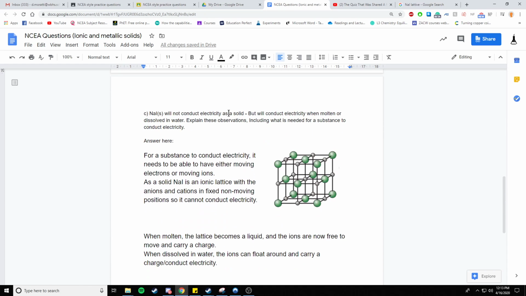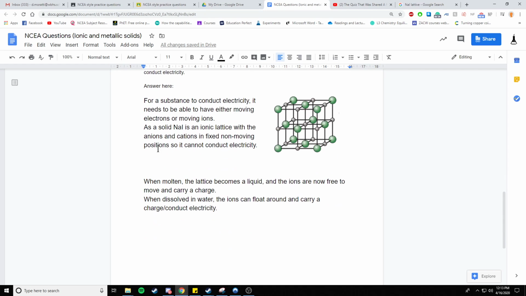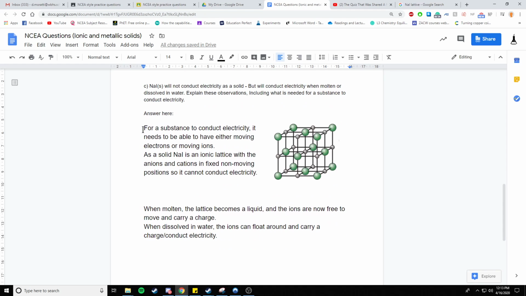Sodium iodide will not conduct electricity as a solid, but will conduct electricity when molten or dissolved in water. Explain these observations, including what is needed for a substance to conduct electricity. For a substance to conduct electricity, it needs to be able to have either moving electrons or moving ions. So you need a charged particle, ions and electrons are both charged, and they need to be able to move. So that's how it can conduct electricity.